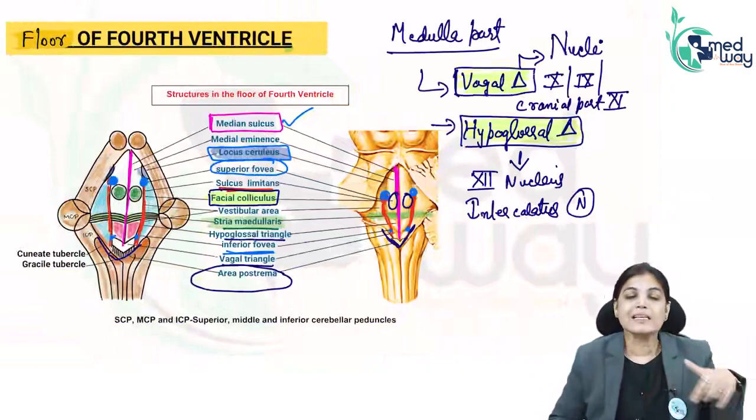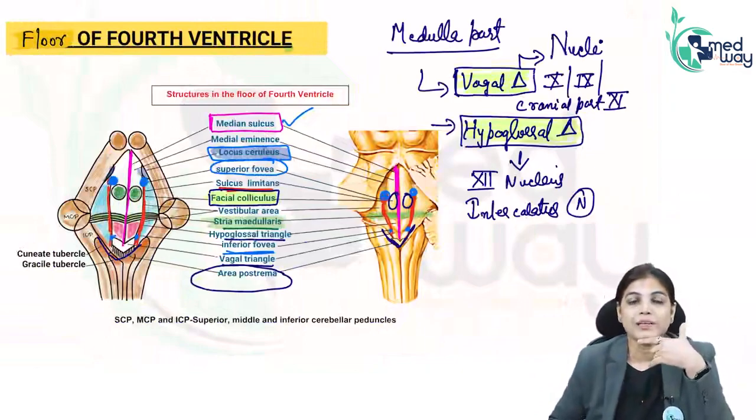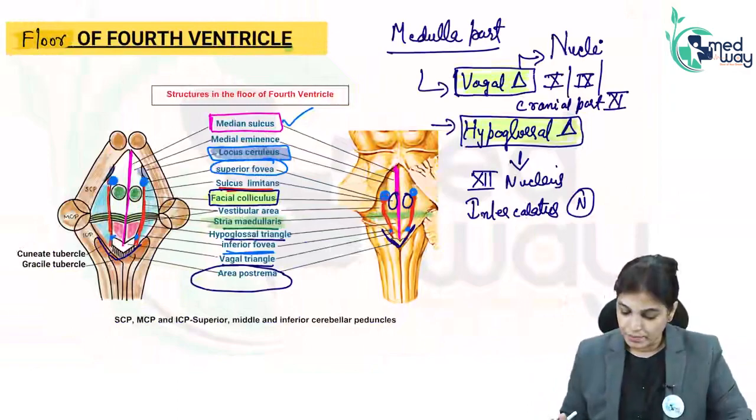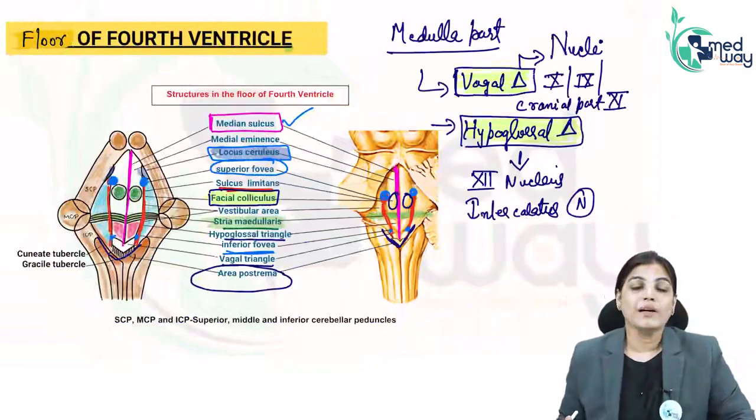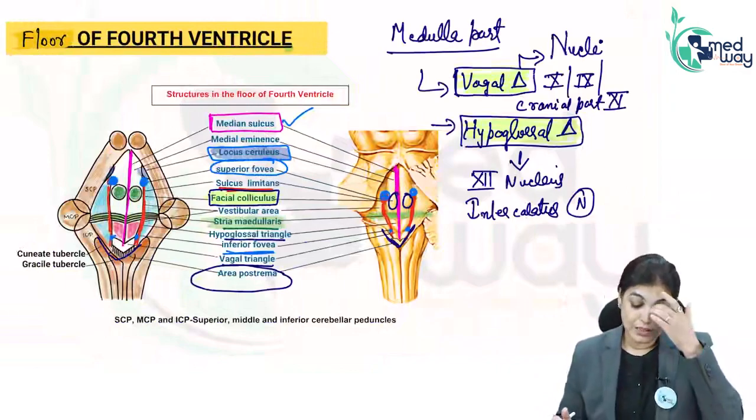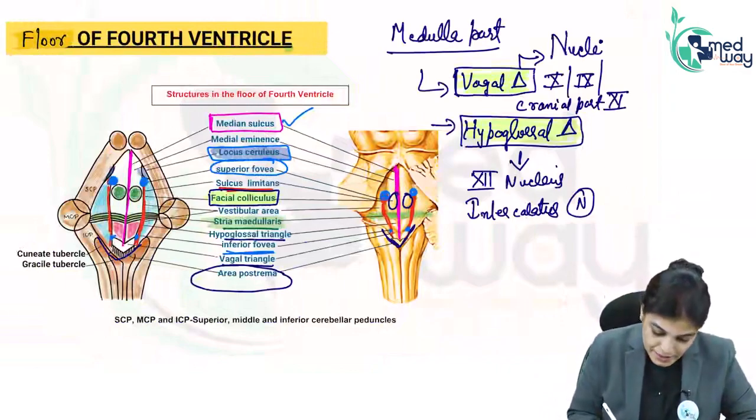So if we see the overall structure of the floor of the fourth ventricle and the shape protruding, that whole shape is like a pen, a fountain pen nib or something. So the whole outline of the floor of the fourth ventricle is represented as a pen nib, and it is called calamus scriptorius. What is it called? It is called calamus scriptorius.